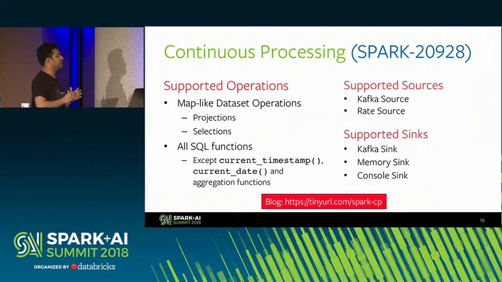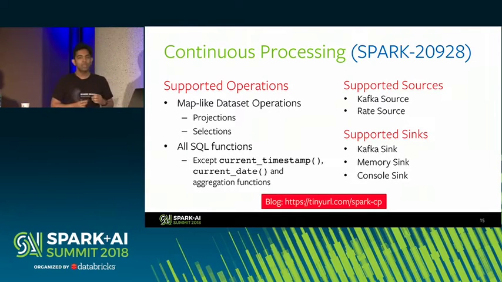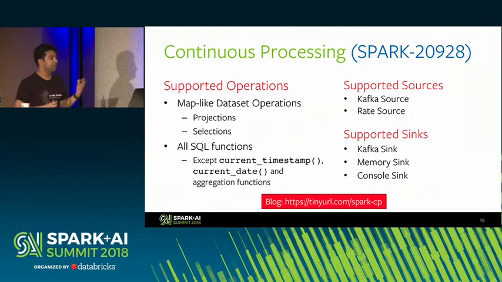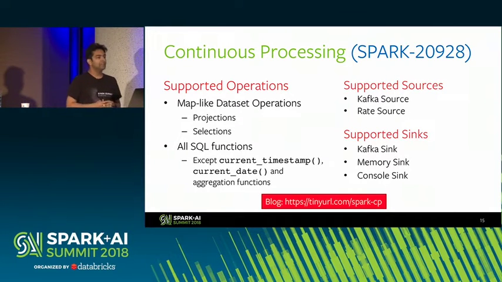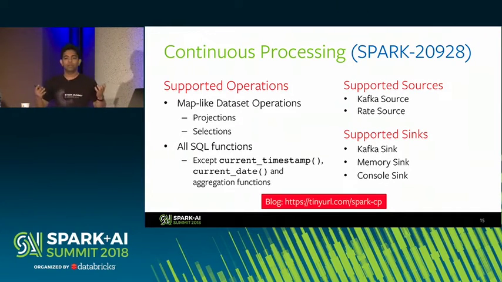So this is a brief overview of the continuous processing feature in Apache Spark. If you're interested in learning more, I would refer you to the Databricks blog on continuous processing. It goes into much more detail than I talked about. It covers performance, many of these semantic features, the architecture, and many other things.